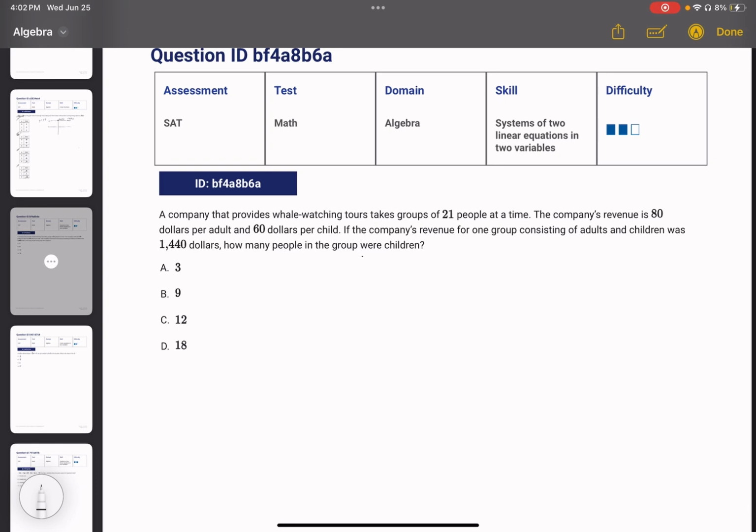We're given 21 people at a time for adults plus children. So your amount of adults plus your amount of children is always going to equal 21 people. And then we have also the equation $80 per adult plus $60 per child is going to bring you in $1,440 for this given scenario. So we're asking how many of those people in the group were children.